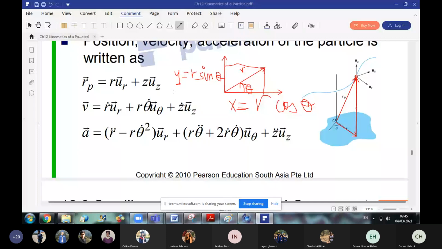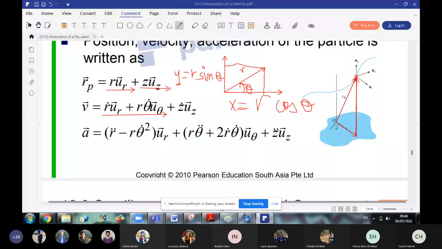Now for the velocity expression, it will be the same as before, I just should add what? In addition to the derivative of R UR, which is R dot UR plus R theta dot U theta, I should add the derivative of Z UZ. But why is the derivative of Z UZ much easier? Because UZ is a fixed vector. It's not moving, it's not changing.